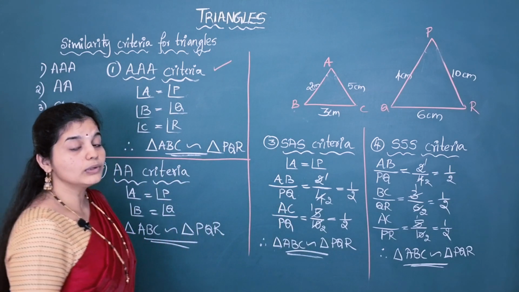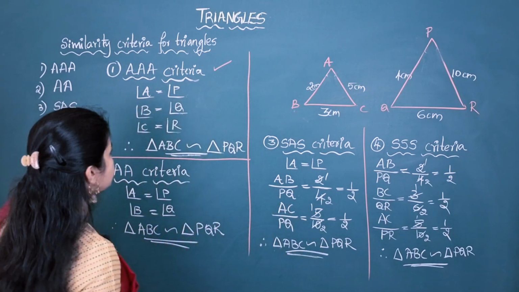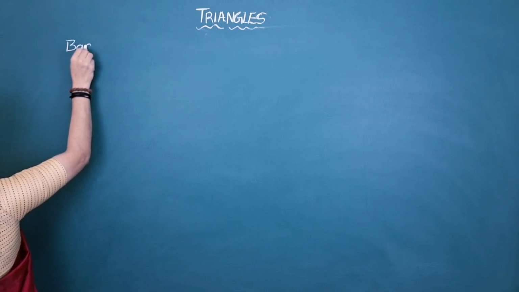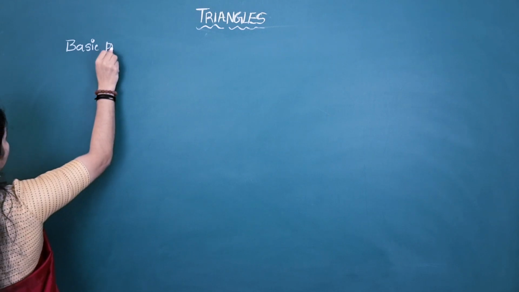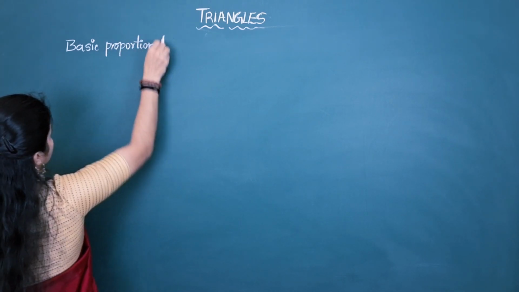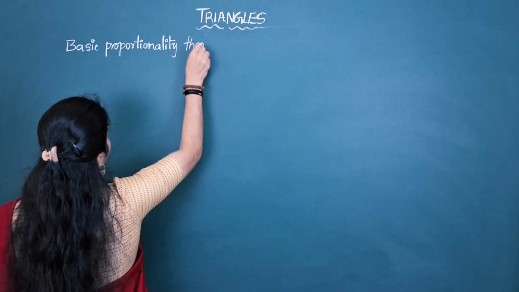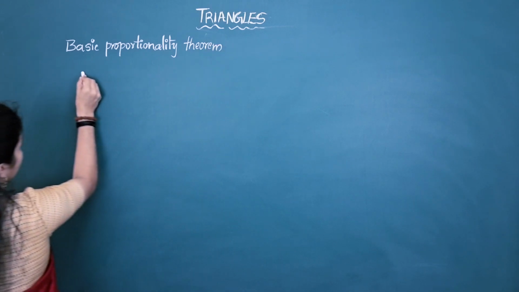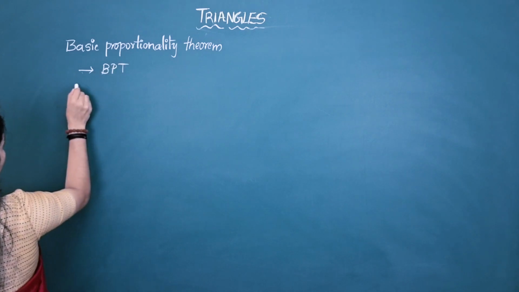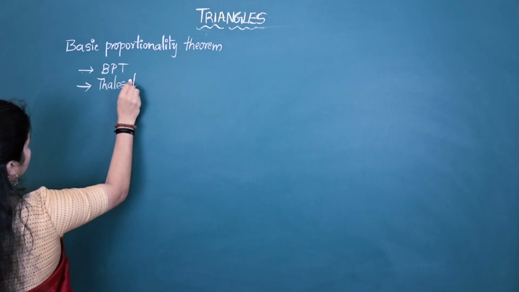The last important concept remaining is Thales theorem. Now let us discuss that. Basic proportionality theorem. This is also known as Thales theorem, and in short it is called BPT, also called Thales theorem.